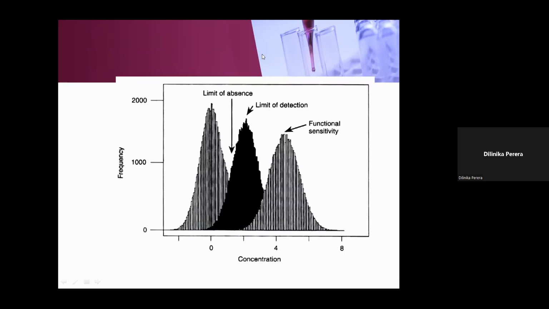So clearly you can see this one: limit of blank, limit of detection, and the functional sensitivity. So that is how this will come. First, limit of blank or limit of absence, then the limit of detection as the next step, and then the functional sensitivity with the CV.